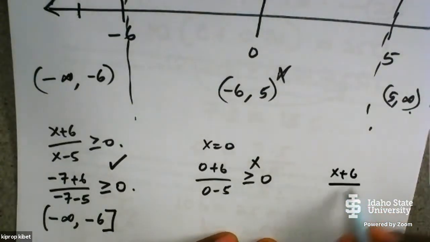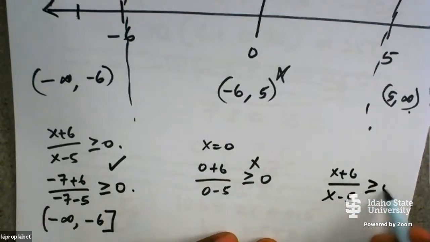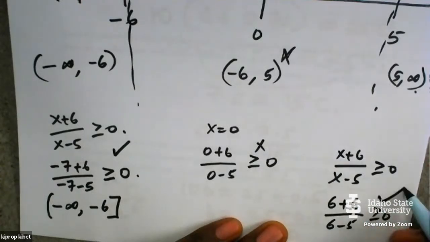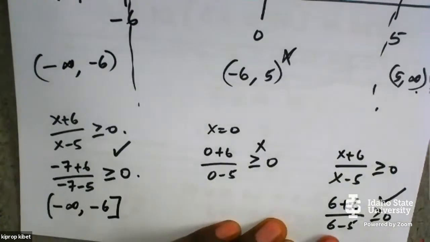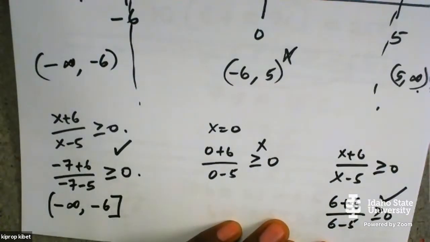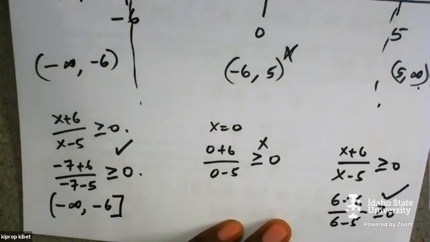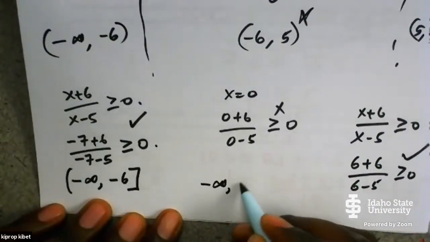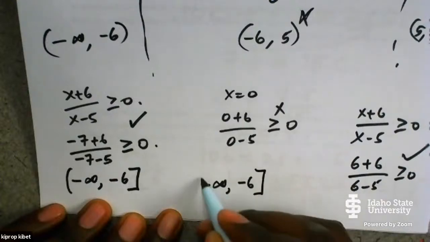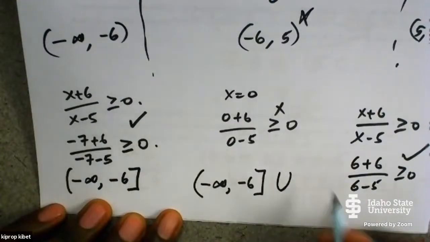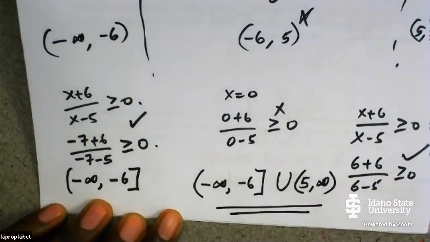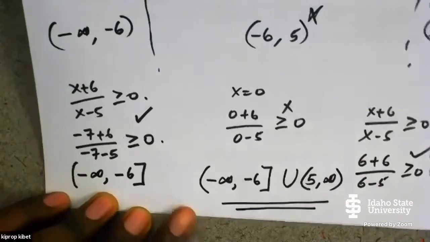x plus 6 all over x minus 5, greater or equal to 0. We can take 6. So 6 plus 6 all over 6 minus 5. Is it greater or equal to 0? Yes. Are we including 5? No, because if you include 5, it becomes undefined. So therefore, it will be minus infinity, minus 6, union 5, infinity. And that is our solution.